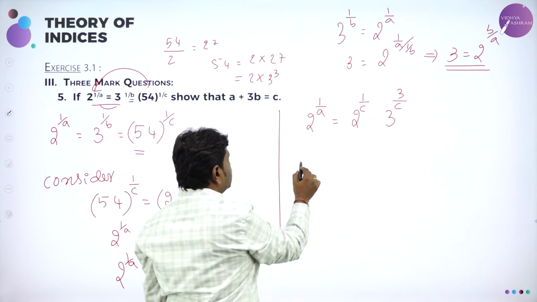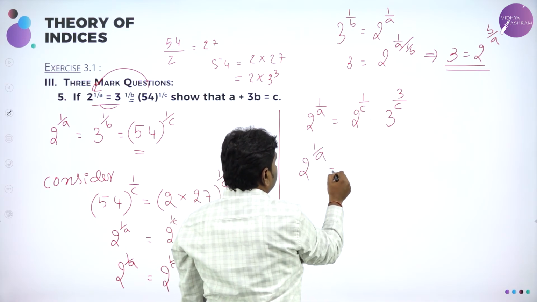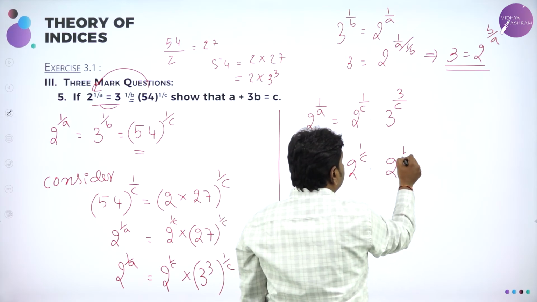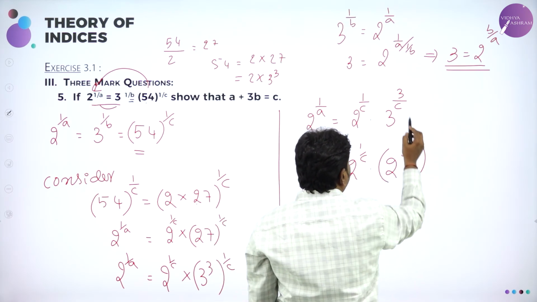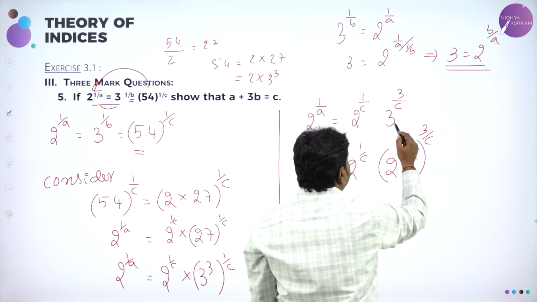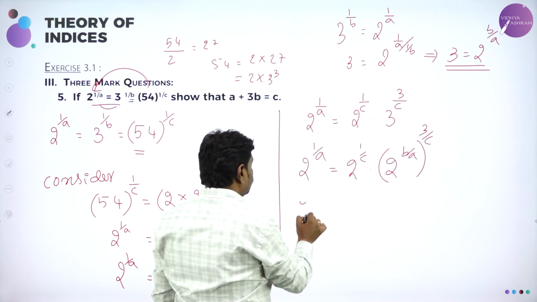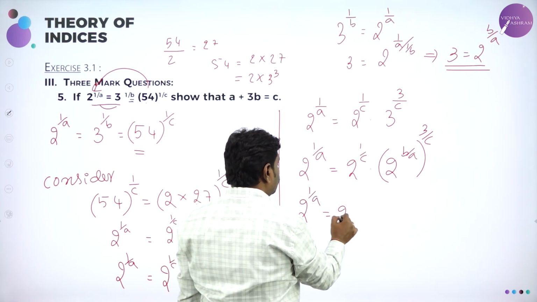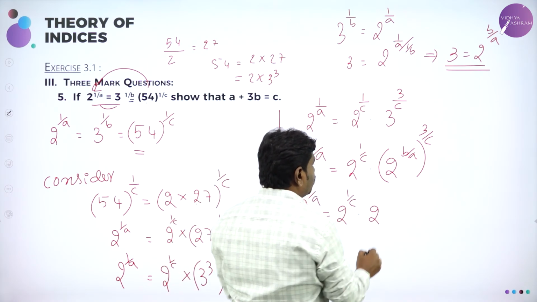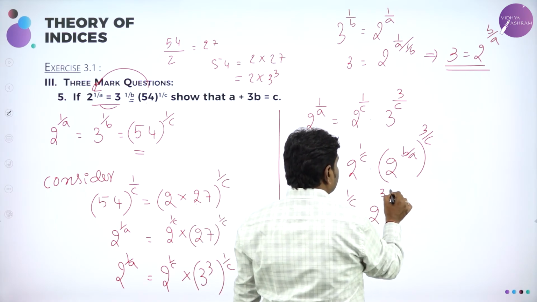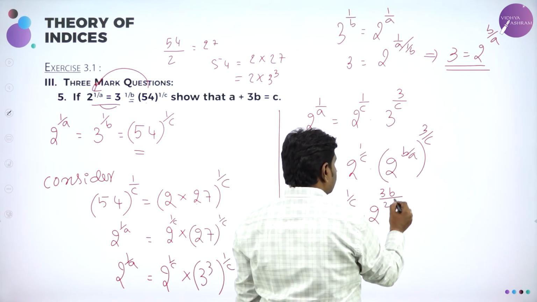Now the LHS is 2 power 1 by a, and the RHS is 2 power 1 by c. Instead of 3, I can write 2 power b by a, whole cube, whole power 3 by c. Only this 3 value is replaced with 2 power b by a. Now 2 power 1 by a is equal to 2 power 1 by c into 2 power a per m whole power n, which is a per m into n. So it will become 3b divided by 2ac.